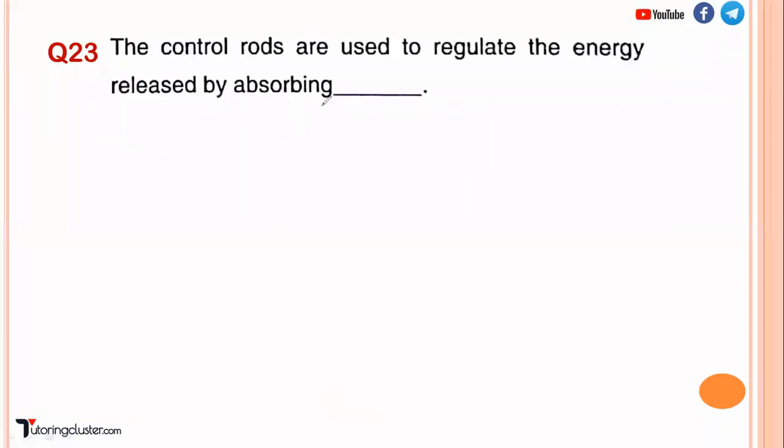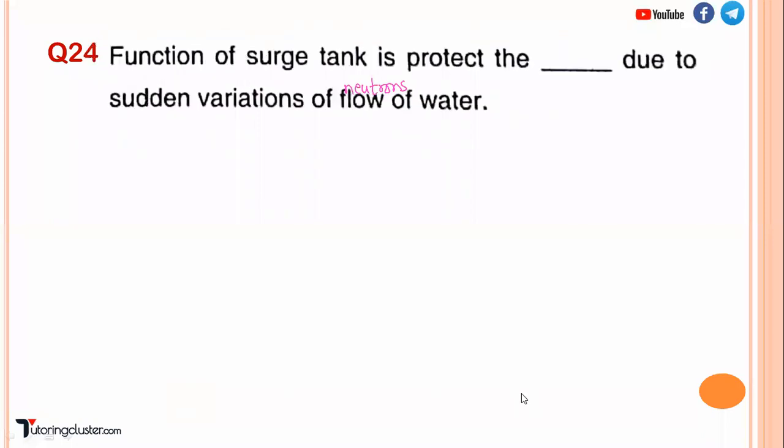Next. Control rods are used to regulate, just now we have seen, the energy release by absorbing what? By absorbing neutrons, right? Once the concept is clear, the things are very easy. Now the function of a surge tank is to protect the penstock due to sudden variation of flow of water.